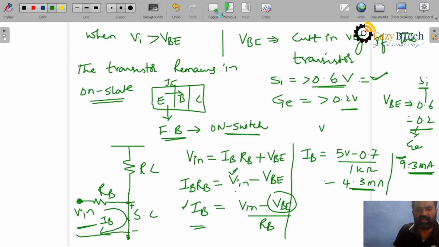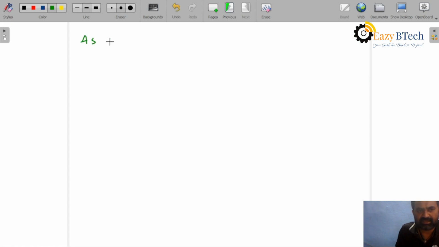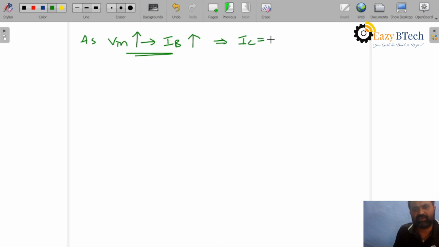Now what you can say, as V in increases, IB increases. As IB increases, IC is equal to beta IB, so IC also increases. Got the point? Now we will see here what happens to the output current.